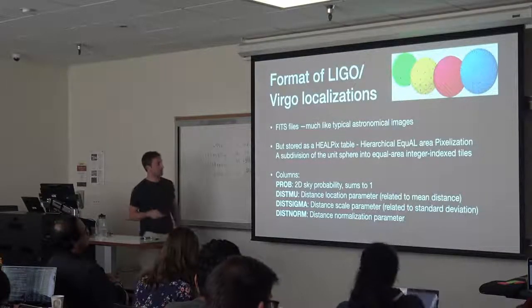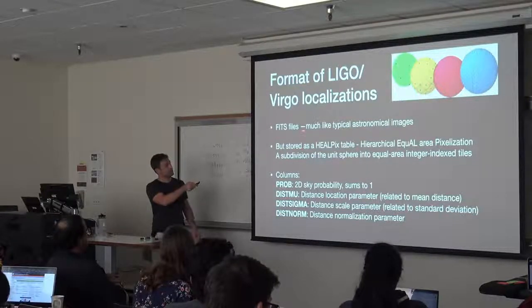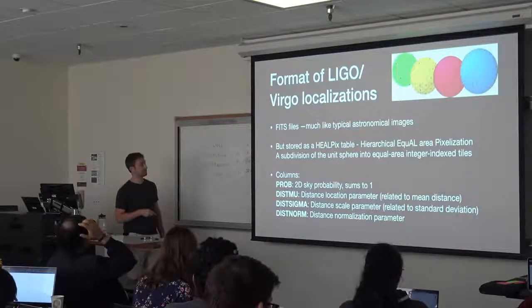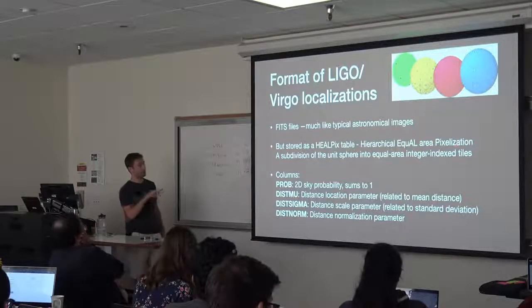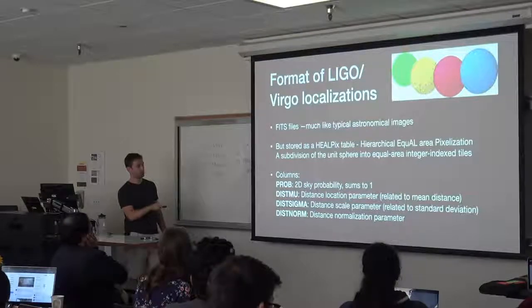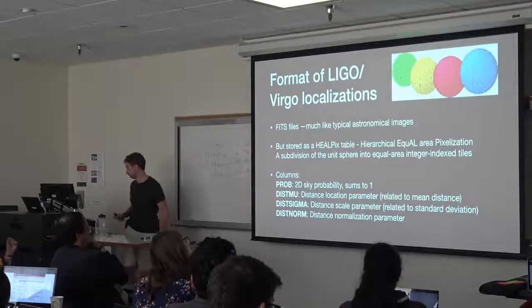So the way that we encode distance information, sorry, I know I'm a little over time, is that, again, we store these HEALPIX data sets in a FITS table that is one-dimensional, and there are 4 columns. Prob, which is the 2D probability on the sky, sums to 1. Dist mu, which is the location parameter of the distance distribution along that line of sight. Dist sigma, which is the scale parameter. And dist norm. Okay, so you can think of these as 4 layers of an image.